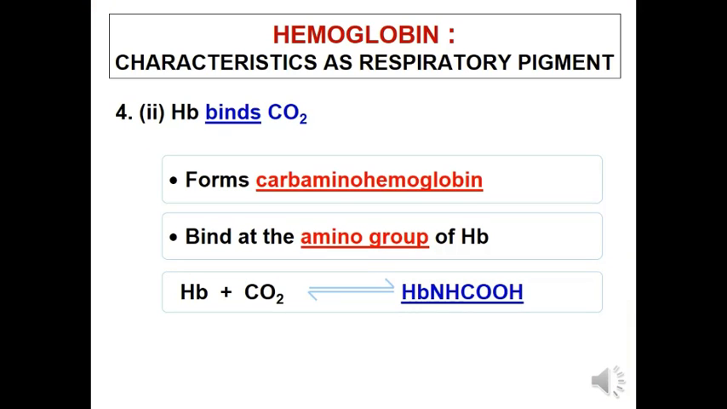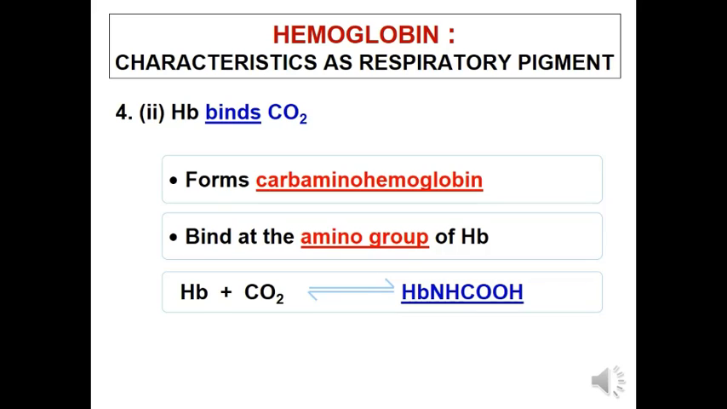Hemoglobin can also bind to carbon dioxide and form carbaminohemoglobin. It is called carbaminohemoglobin because carbon dioxide binds at the amino groups of hemoglobin. Here carbon dioxide binds with the amino groups of hemoglobin and will form carbaminohemoglobin.